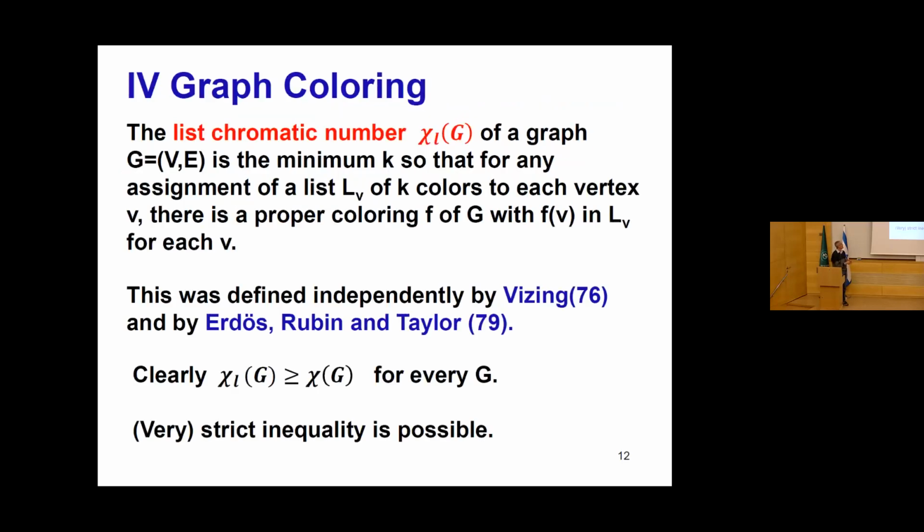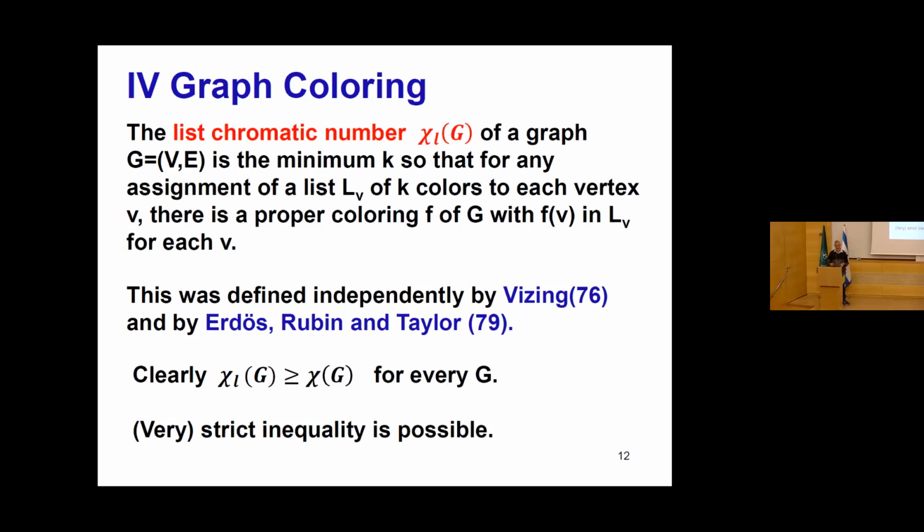Let me tell you something about a slightly more sophisticated proof. This has to do with graph coloring, and I want to define some extension of the usual chromatic number of a graph. This was a definition given independently by Vizing and by Erdős, Rubin, and Taylor in the 70s. It's called the list chromatic number of a graph G.